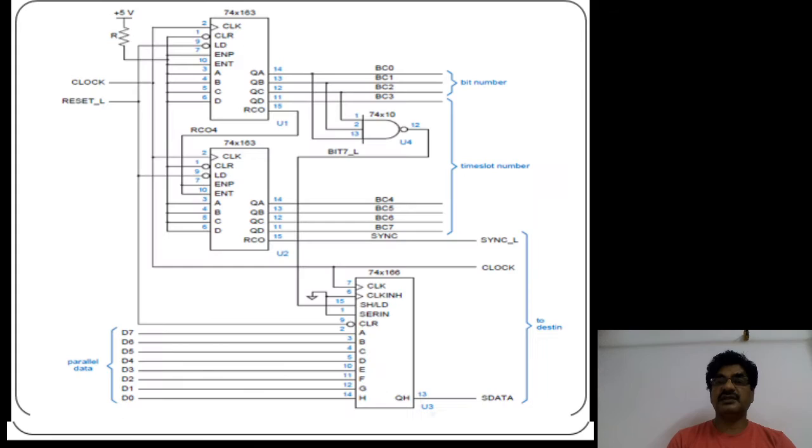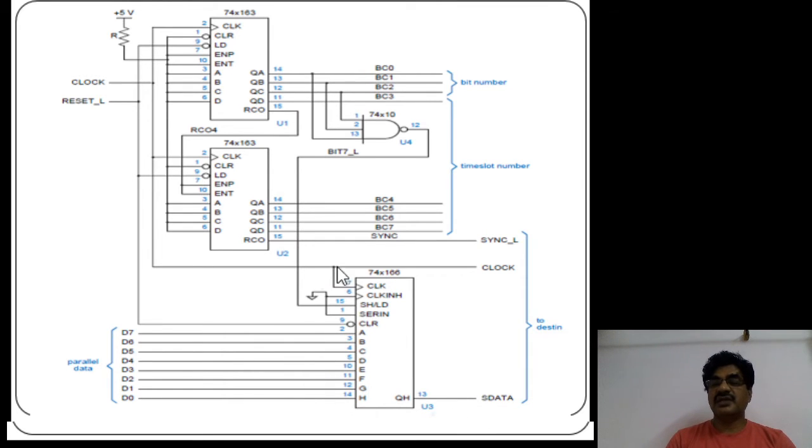So let us see the block diagram of the source. This is the block diagram for the source. Here the IC 74166 converts the parallel data into serial data. If you observe at the input, you have 8-bit data applied in parallel to this IC, and its output is only 1 bit at a time. So this IC 74166 converts the parallel input data into serial data.